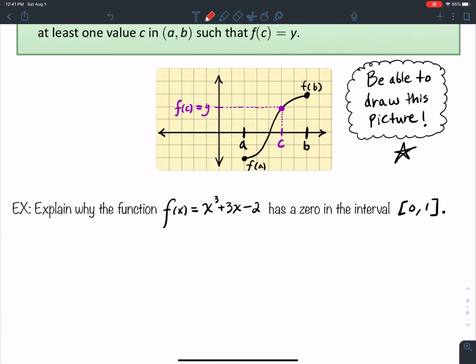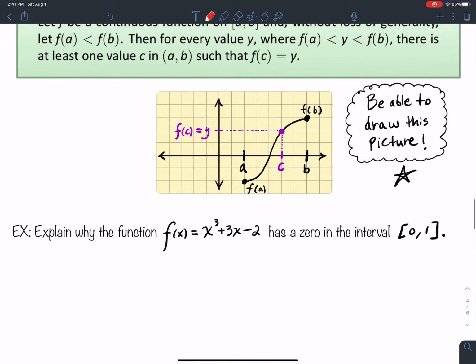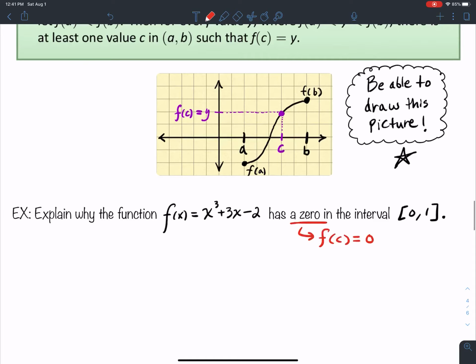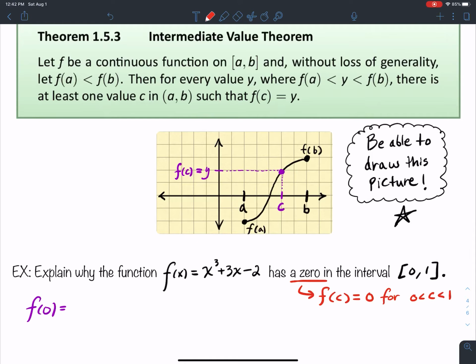We're going to show with the intermediate value theorem why this works. Now to do this, I first need to know what it means to even be a 0. That means if I plug in some number for x, some c, it outputs 0. So we're trying to show that there's some c value between 0 and 1 such that this is true. We do this by using the intermediate value theorem. To do that, I need to calculate the function values at the endpoints of the interval.